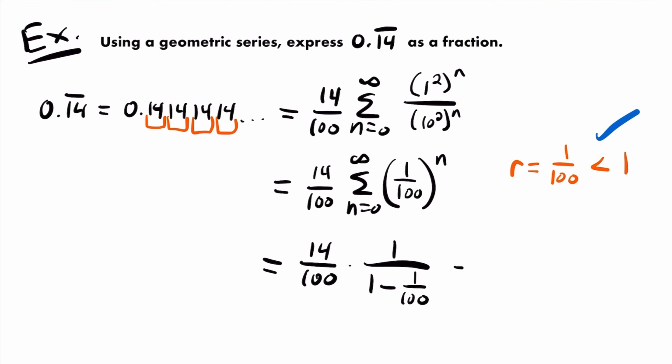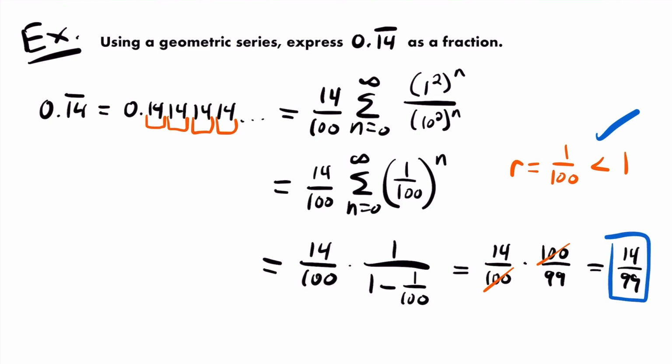Now if we simplify, this is equal to 14 divided by 100 times 1 divided by 99 100ths, because 1 minus 1 100th is 99 100ths. And 1 divided by a fraction will be equal to the reciprocal of that fraction, so we'll rewrite this to be 100 divided by 99. Now we can see that these 100s will cancel out, and our final answer is equal to 14 99ths. So 14 divided by 99 is the fraction that represents this repeating decimal. If you plug 14 divided by 99 into your calculator, you will get 0.141414 and so on. And that's how we use a geometric series to rewrite this repeating decimal as a fraction.